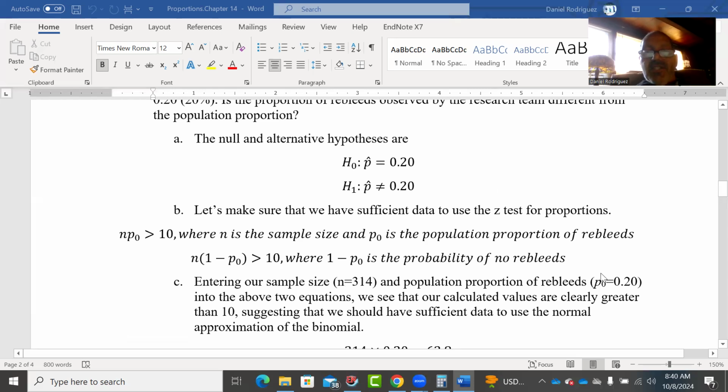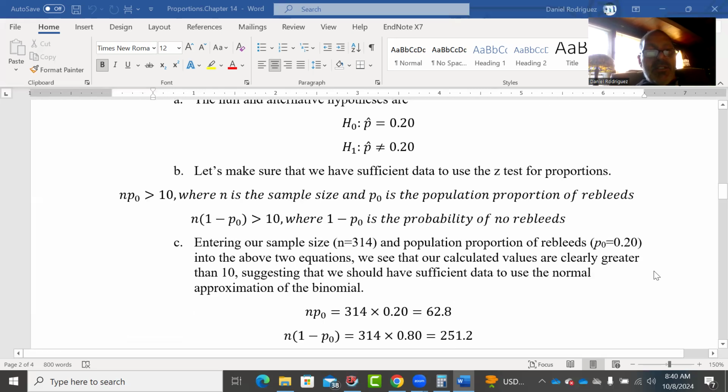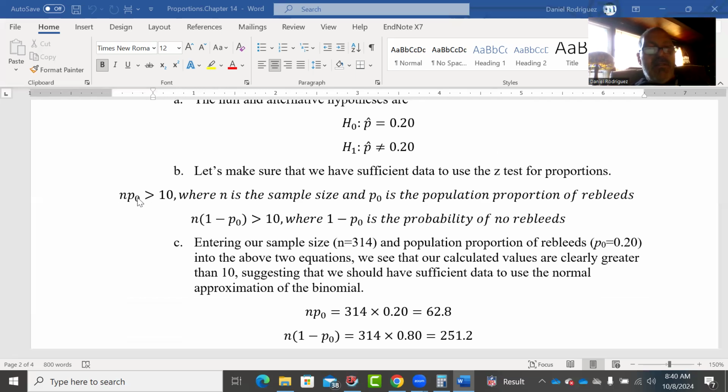So let's make sure we have sufficient data to use the Z proportions. We use N times the population proportion, the p-zero, because it's associated with the null hypothesis, and it has to be greater than 10, as it does in this one. And the same for N times the probability of failure, or no rebleed. So here's an example where qualitatively a negative outcome is the success, having rebleeds, because you'd like to not have rebleeds. So a success is having rebleeds.